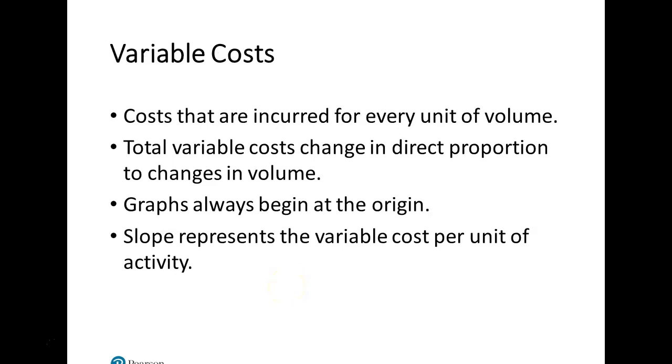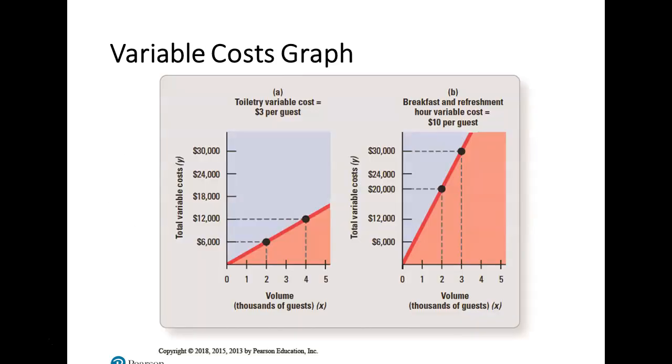So variable costs are incurred with every unit of volume. Variable costs change in direct proportion, and that's important as well. Graphs are also going to bring in an origin, but let's talk about all of this in a graph, because graphs always seem to make much more sense. If you look at this graph here, you'll see in table A, toiletry cost is $3 per guest. And as you can see, as you have more guests, you'll have more costs.